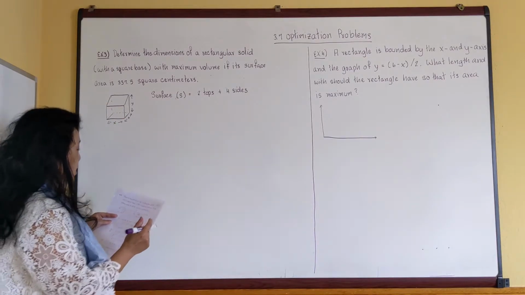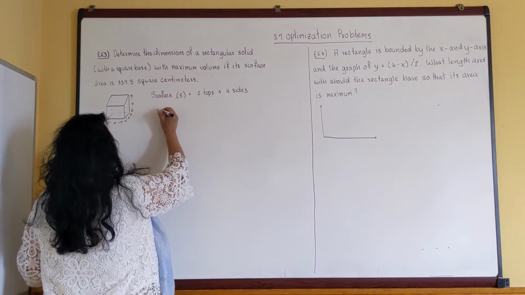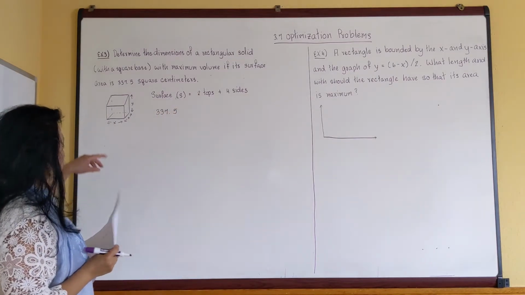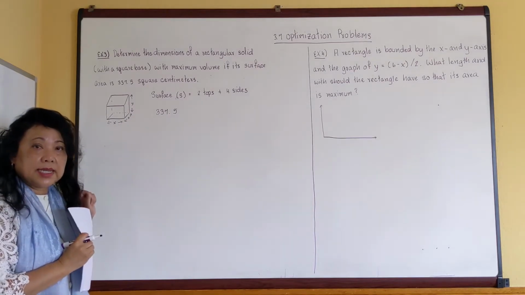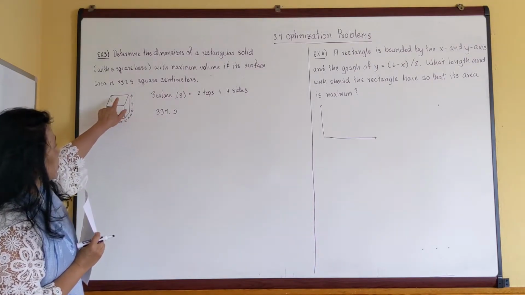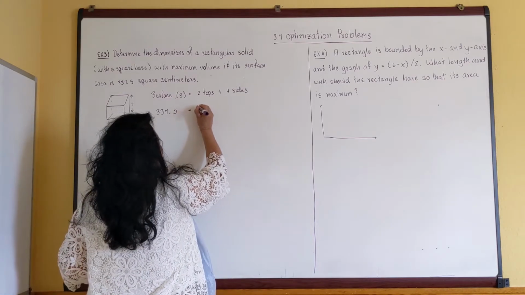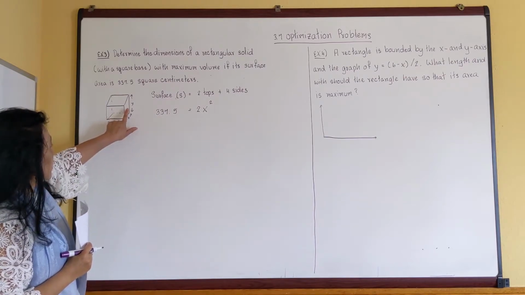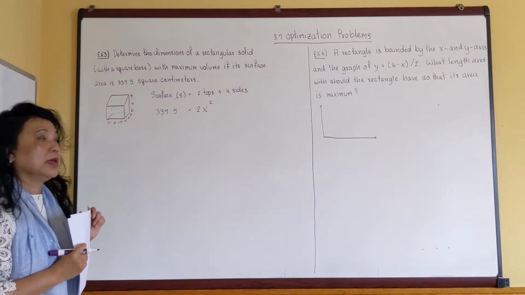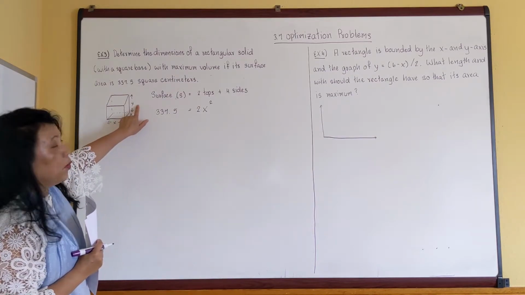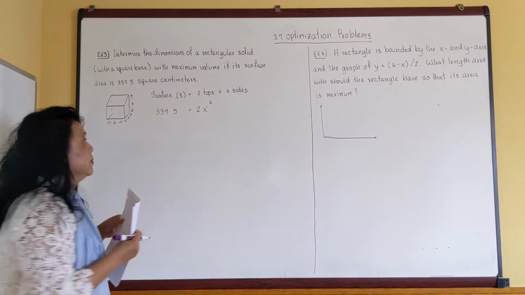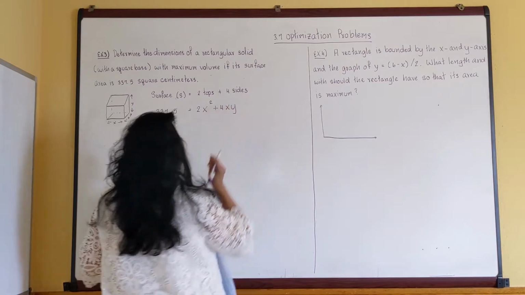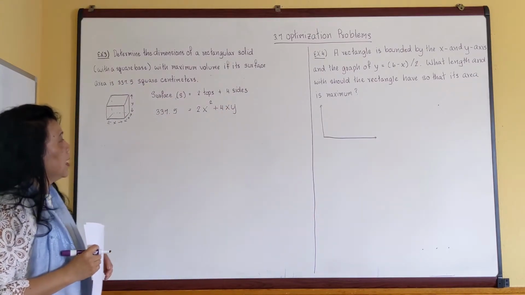So I'm going to plug in the numbers. The surface area is 337.5. Two tops. My top is x times x, which is x squared, but I have one of them here and one up there. So I'm going to have 2x squared. And the sides, I have the side here, and one on the back. So the side will be x times y, but I have 4 of them. So plus 4xy.